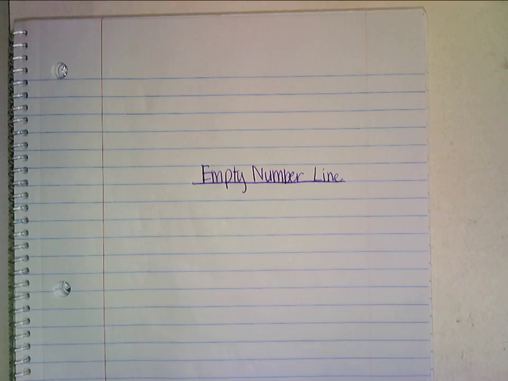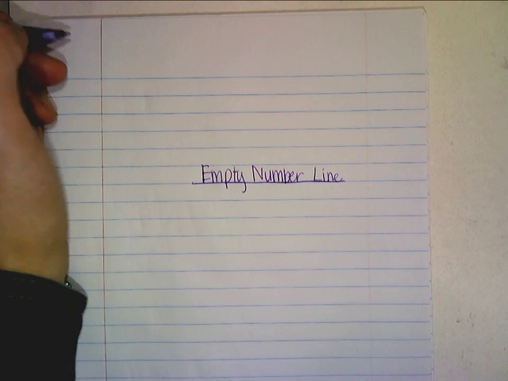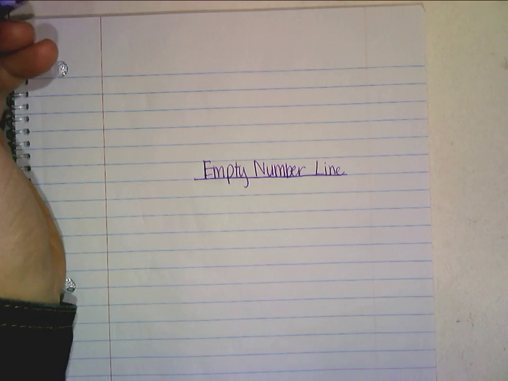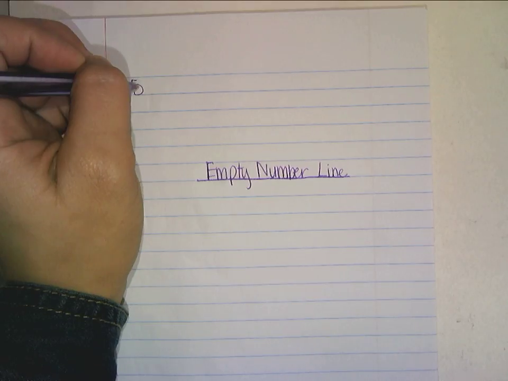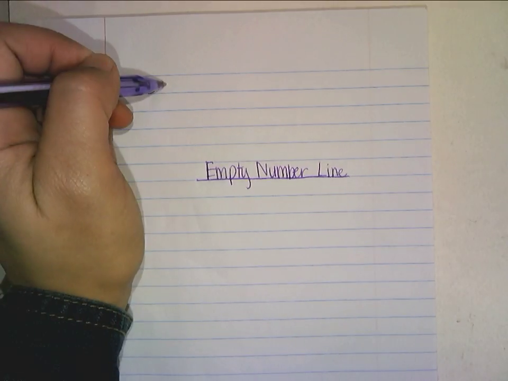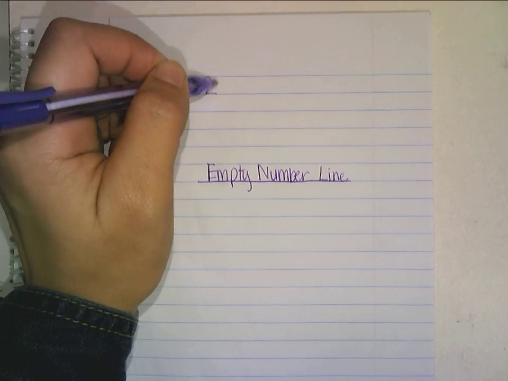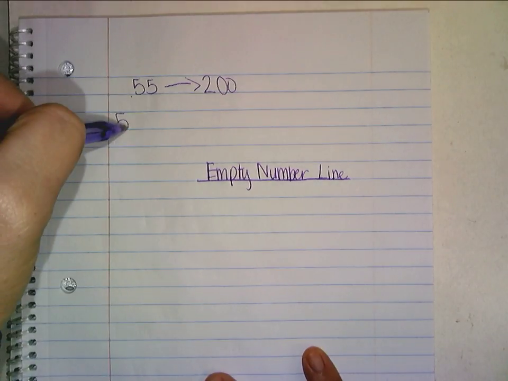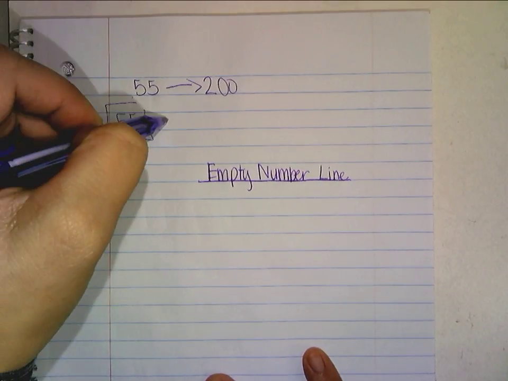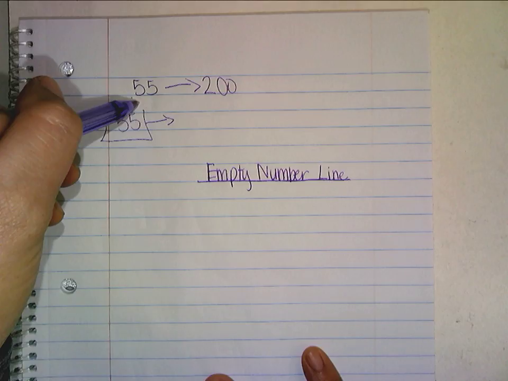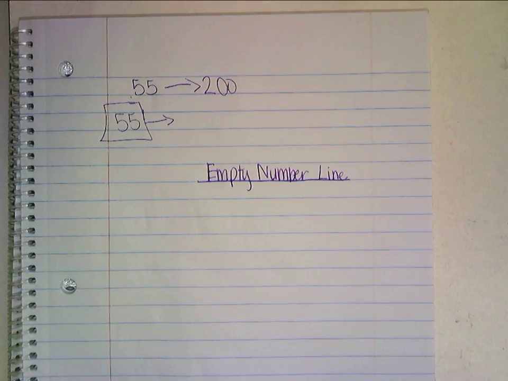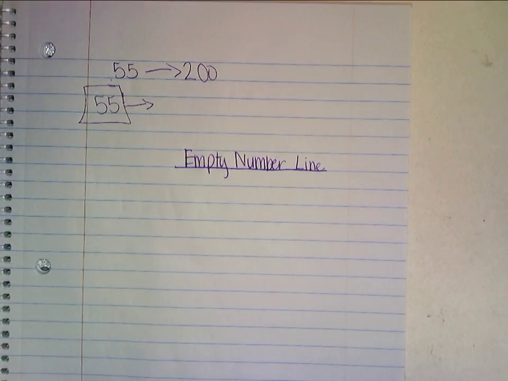So it's the same thing. You're going to have a lower number, and you have to count by ones, tens, and hundreds up to the higher number. So let's say that I have this number 55, and I have to count up to the number 200. So we're used to going from 55, and remember what that first step is. What do you have to get to first?